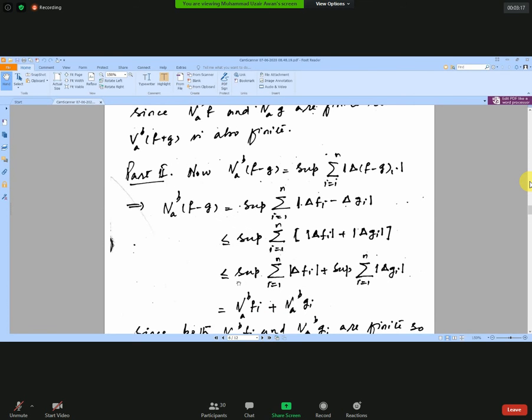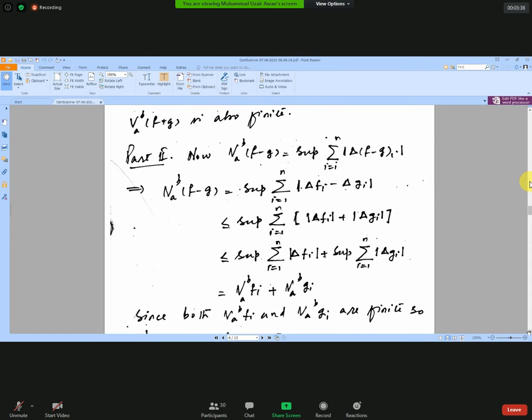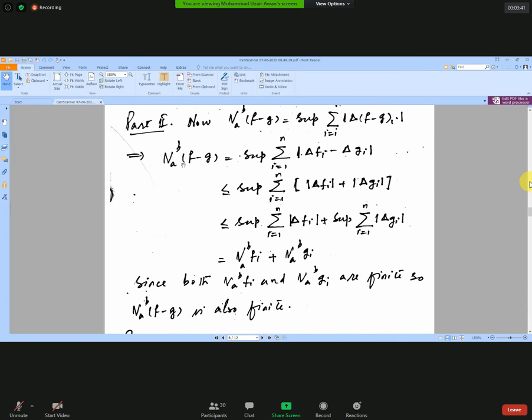So that will be less or equal to supremum of summation I is equal to 1 to n absolute del Fi plus supremum of summation I is equal to 1 to n del Gi. That will be the total variation of F plus total variation of G. Okay. Total variation of F and total variation of G both are finite. This means that this is also finite. This implies that F minus G is also function of bounded variations.